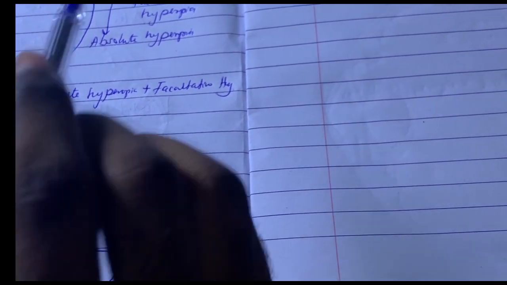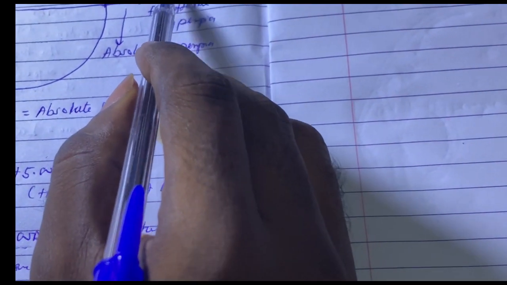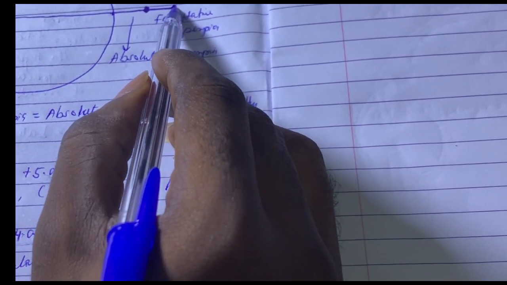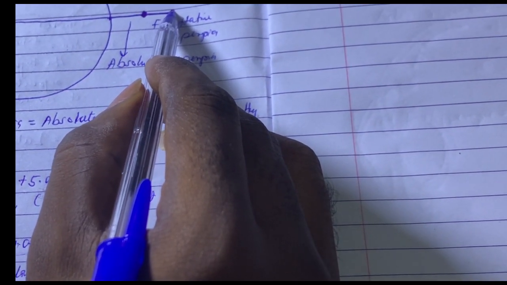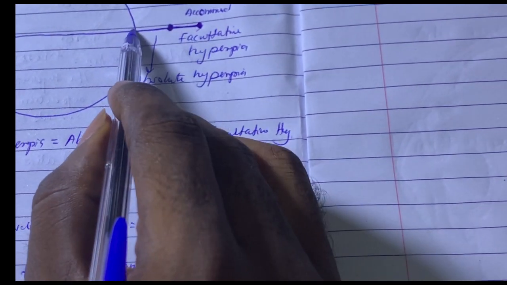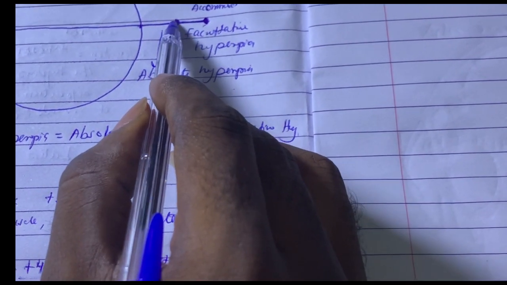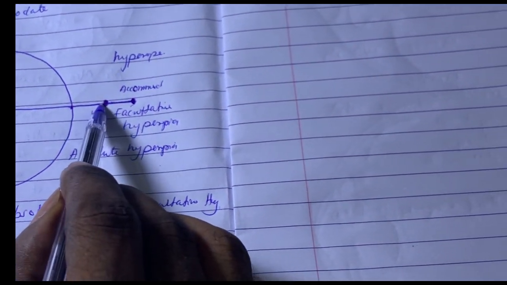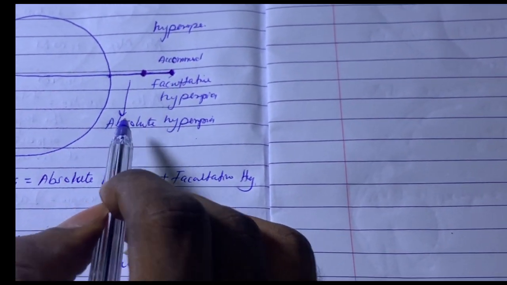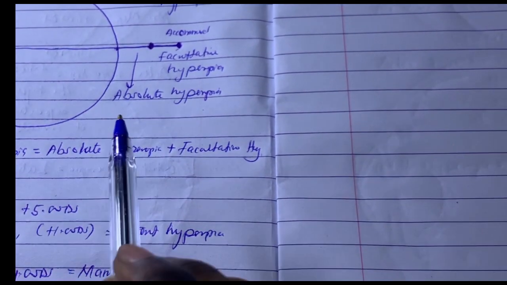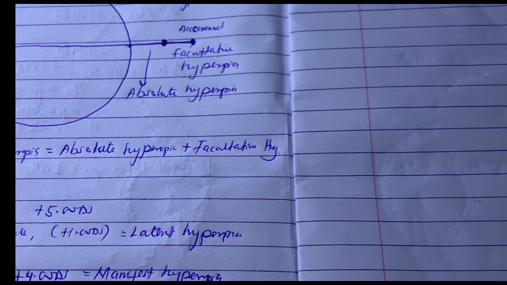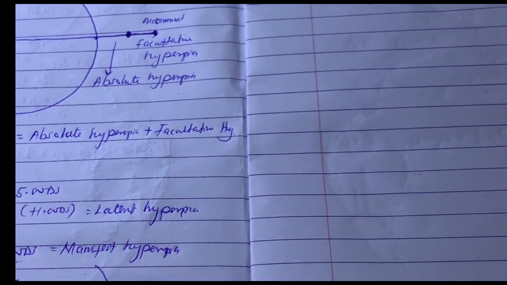The facultative hyperopia is the part that accommodation effort can change, bringing the focus closer. The part that cannot be corrected is called the absolute hyperopia. So manifest hyperopia is absolute hyperopia plus facultative hyperopia. That is all. Thank you.